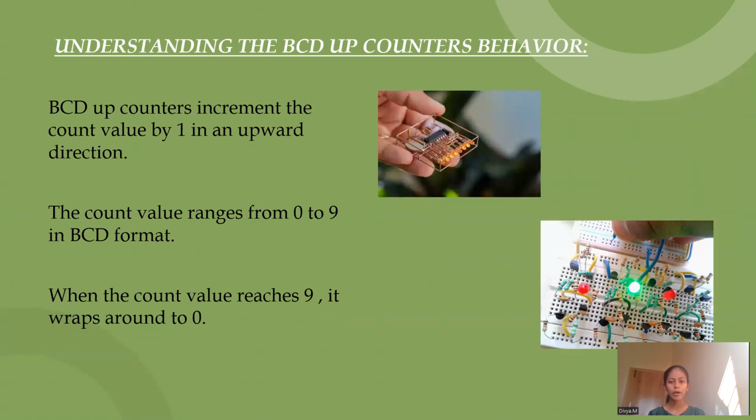Understanding the BCD upcounter's behavior. BCD upcounters increment the count value by 1 in an upward direction. The count value ranges from 0 to 9 in BCD format. When the count value reaches 9, it wraps around to 0.